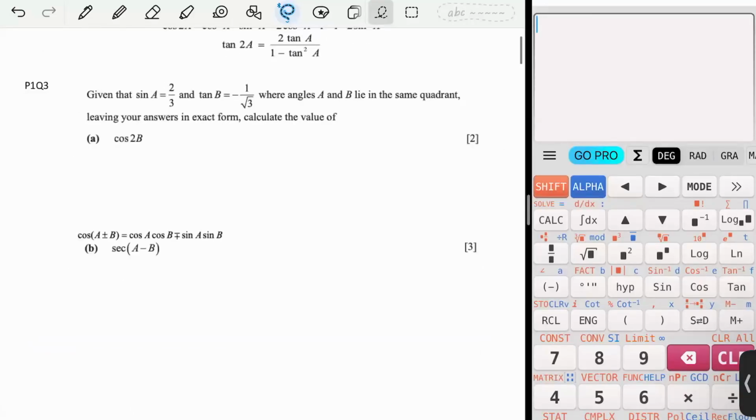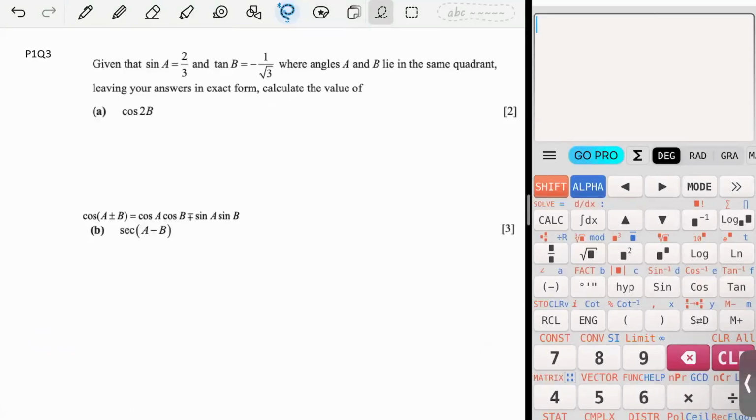Okay, let's look at this question over here. So this one, what we have here is sine A positive. So how you tell is you look at sine and positive, look at tangent and positive like that. So they say angles A and B lie in the same quadrant.